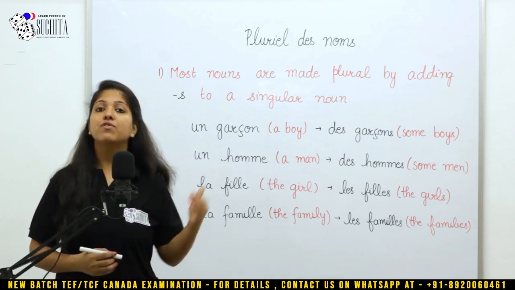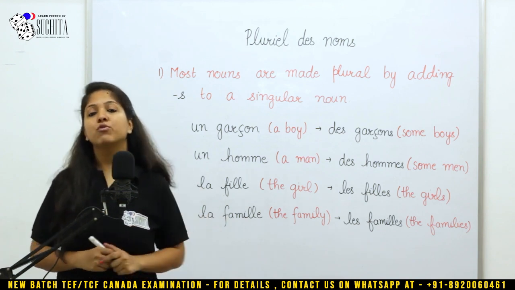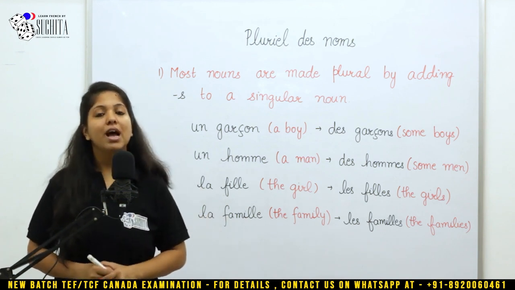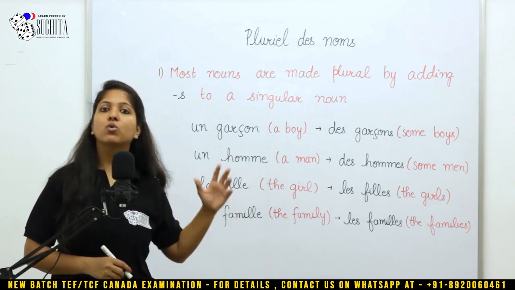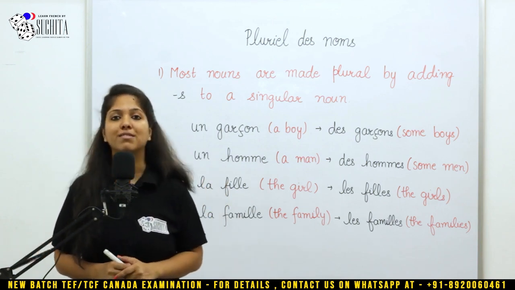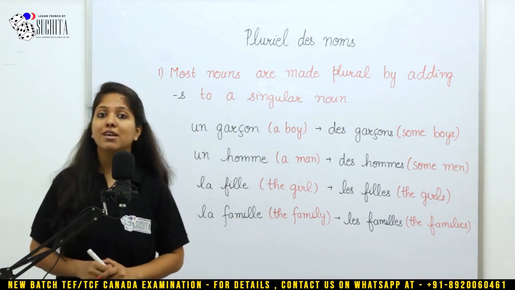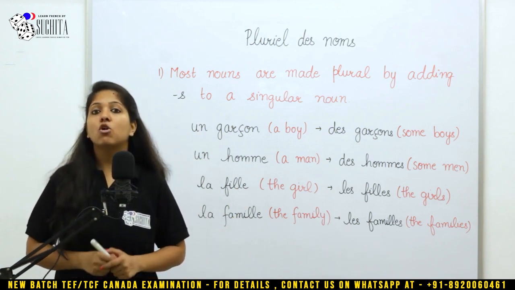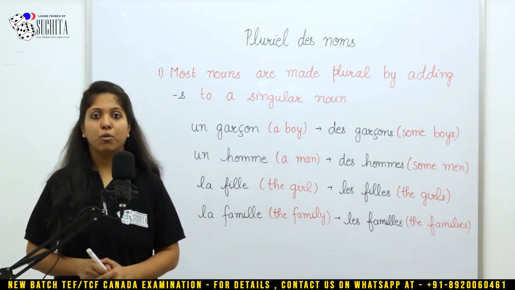But in French, you have certain other rules to make it plural. So, there are 6 rules in French to make a noun plural. I have divided this video into 2 parts. In the first part, we are going to learn some rules and we'll continue this topic in the second part of this series. So, let's begin with this video, and the first rule is you make plurals of most of the nouns by adding an S to the singular form.